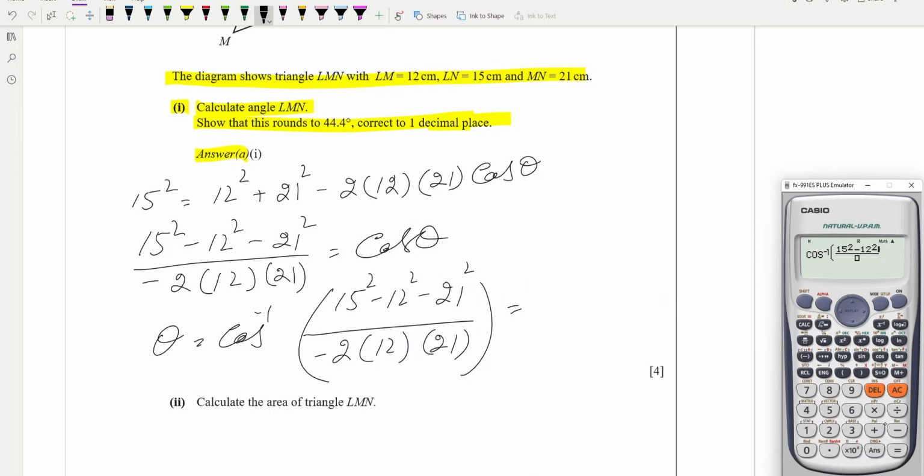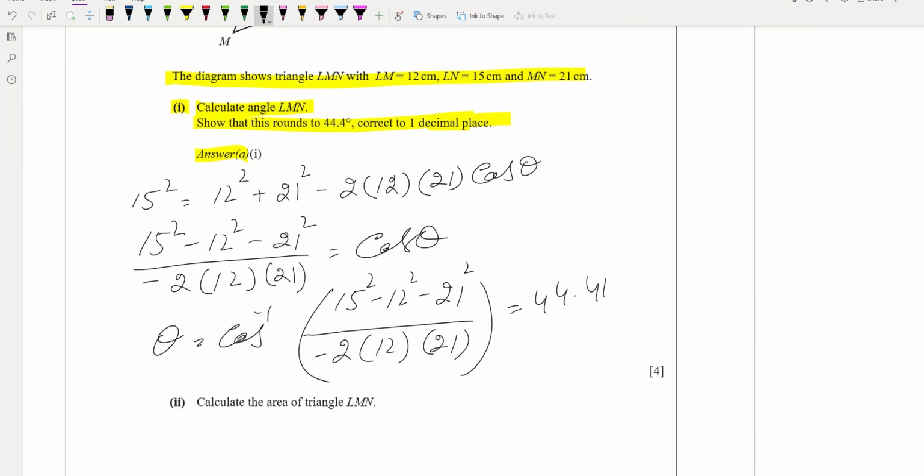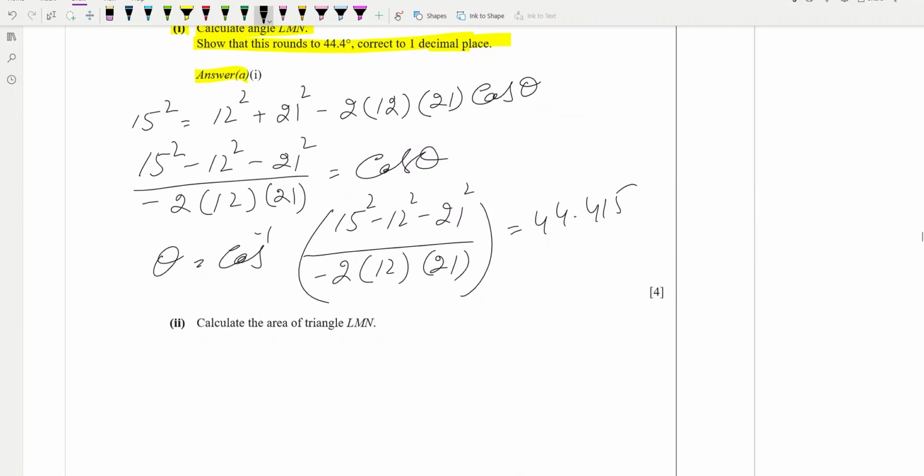And 12 squared minus 21 squared, divided by minus 2 into 12 into 21, bracket close, and this bracket close, and this is giving us 44.415, and they're saying up to one decimal place. So if we round this, 44.4 degrees will be the answer up to 1 dp, and this was a 4-mark question which we have done.